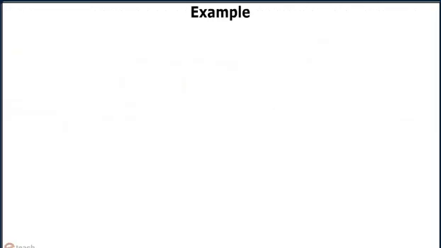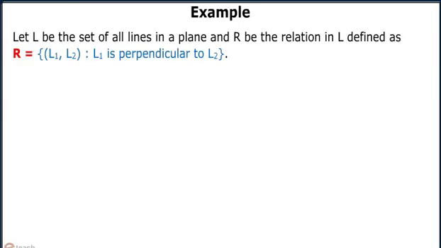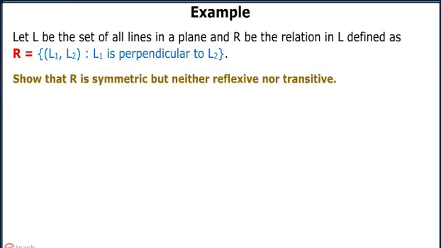Let us have an example over types of relations. Let L be the set of all lines in a plane and R be the relation in L defined as R equals the set of all ordered pairs (L1, L2) such that L1 is perpendicular to L2. Show that R is symmetric but neither reflexive nor transitive. Let us have the solution.